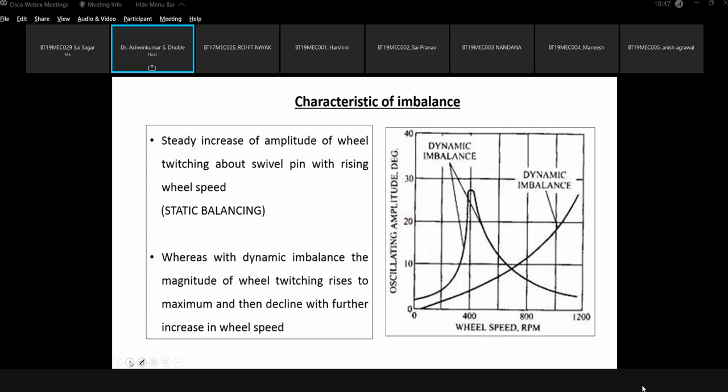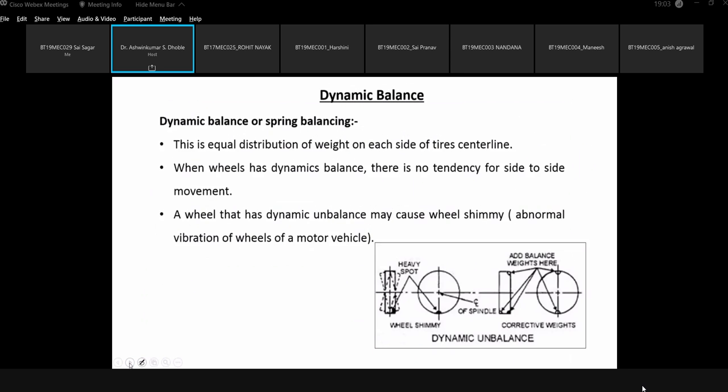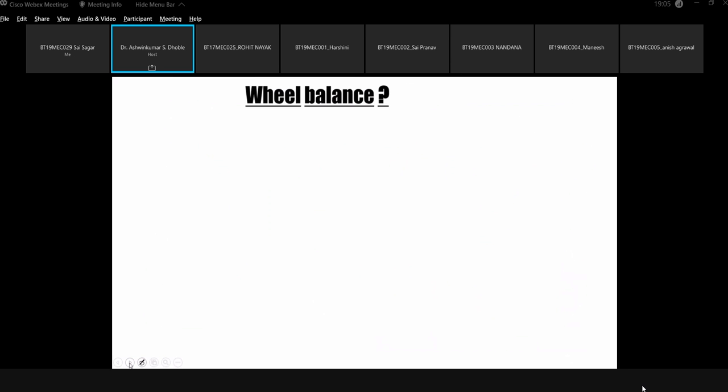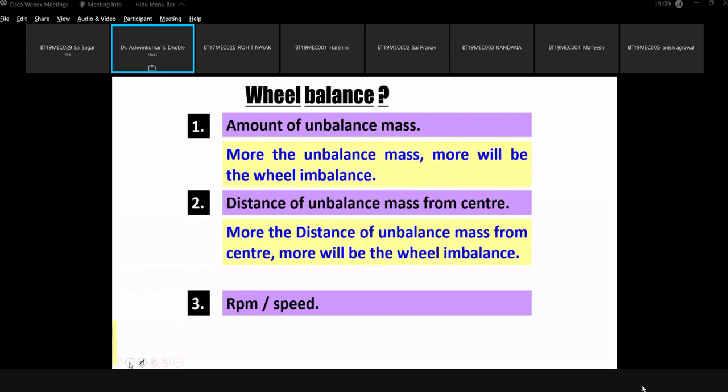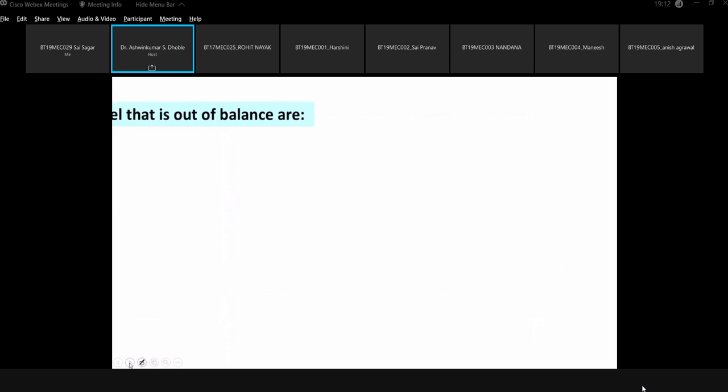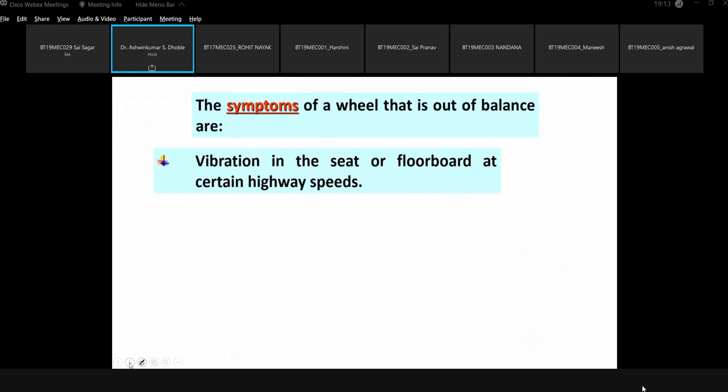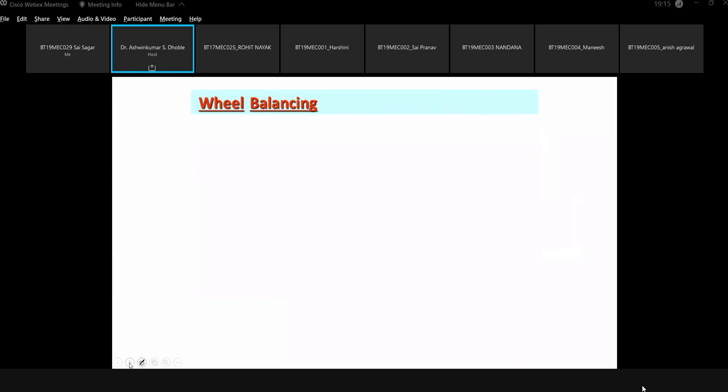We have seen that for static balance, the unbalance effect will increase with the wheel speed, and for dynamic balance, it is going to go to one particular peak and come down. So this is what I have said, that this is not correct. I will correct it and send the slides to you. Okay, so don't worry about it. Then this we have seen. Then wheel balance, what are the purpose and how it is done. So symptoms and other things we have seen for wheel balancing.